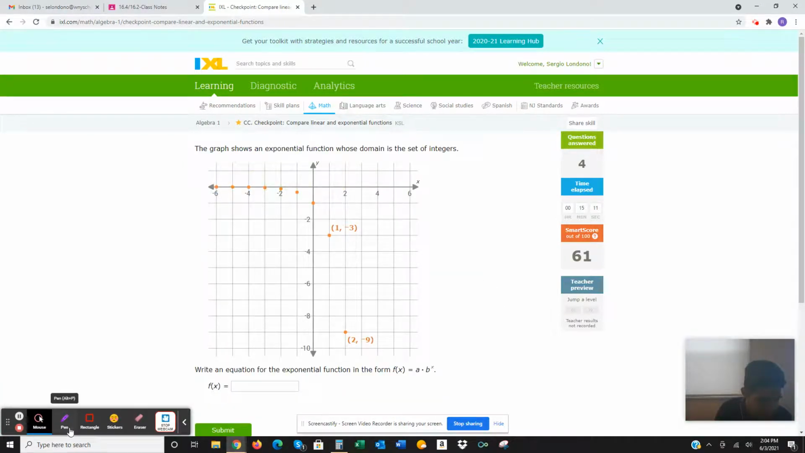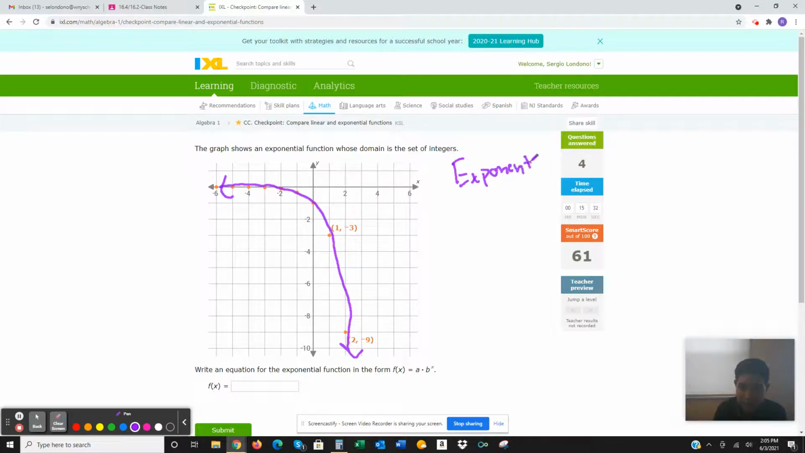All right, let's see what we have here. The graph shows an exponential function whose domain is the set of integers. So look, we have this graph here. You can connect the dots here. Right away, this is not a straight line, so I know this is exponential. It starts off small, small, small, and then eventually it moves much, much faster, as you can see here.